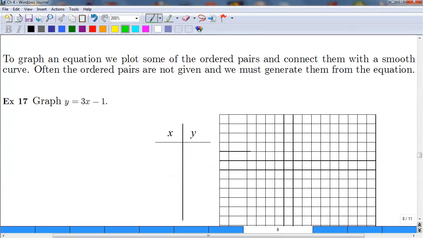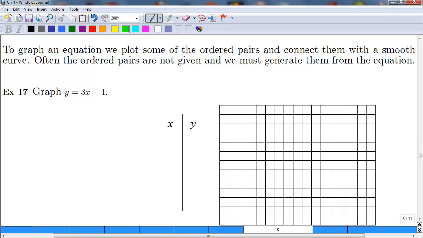So we can use this to plot and graph various equations and various functions. Sometimes it's easier to plot actual points, and we'll do a few examples with that. Sometimes when it comes to straight lines, it's just easier to do what's called the slope-intercept form and follow that, and that's perfectly fine. So for this first example, I'm just going to plot a few points.